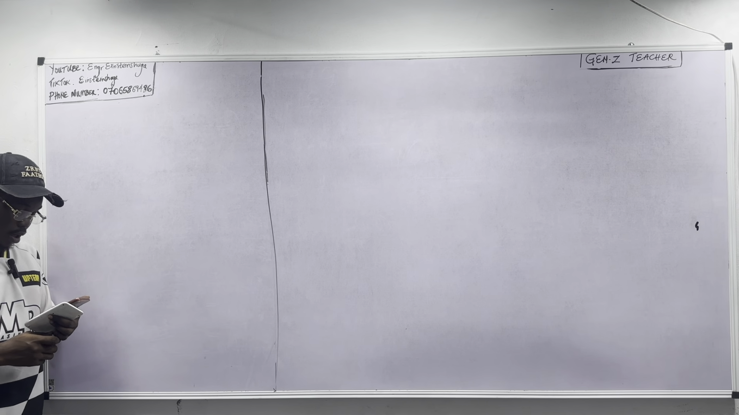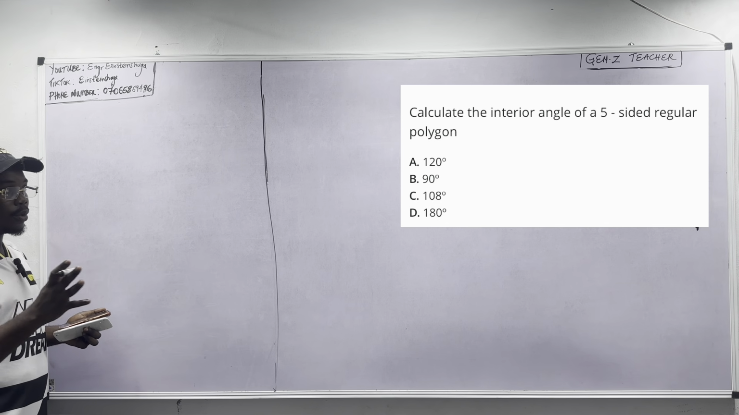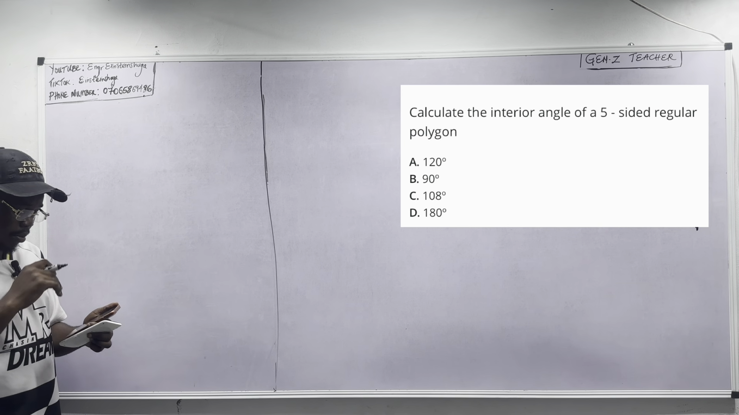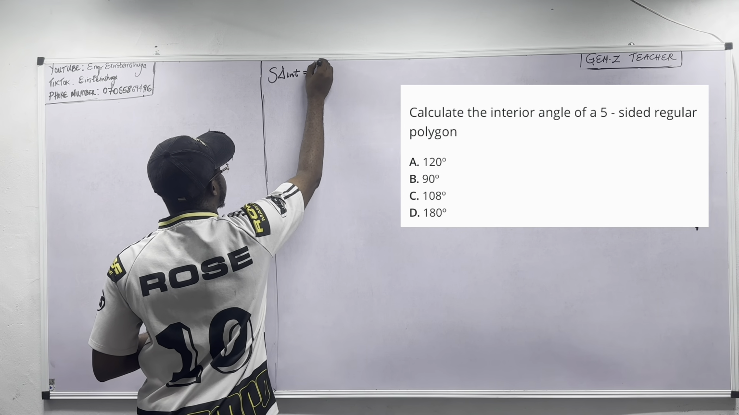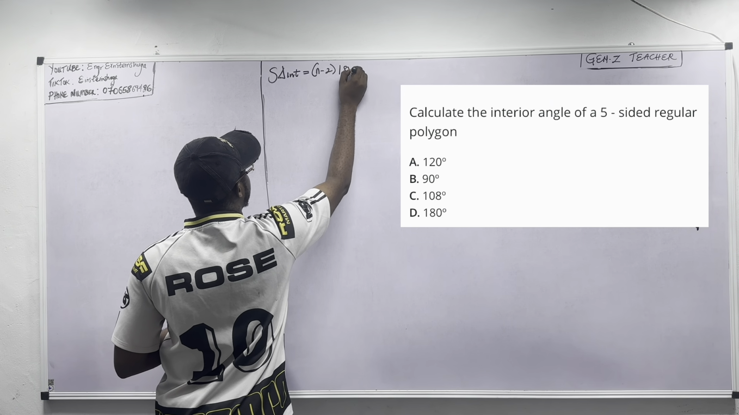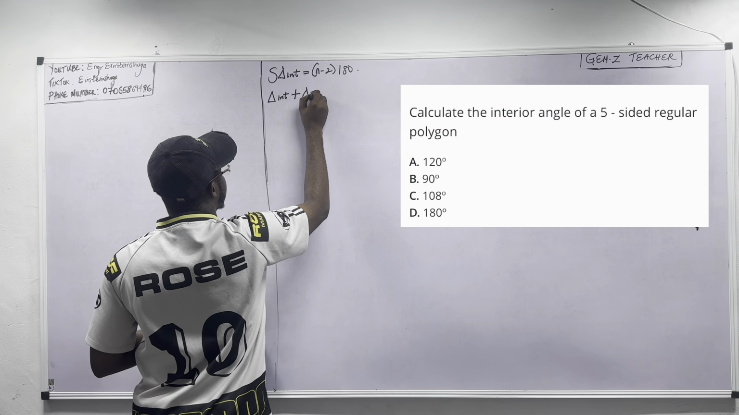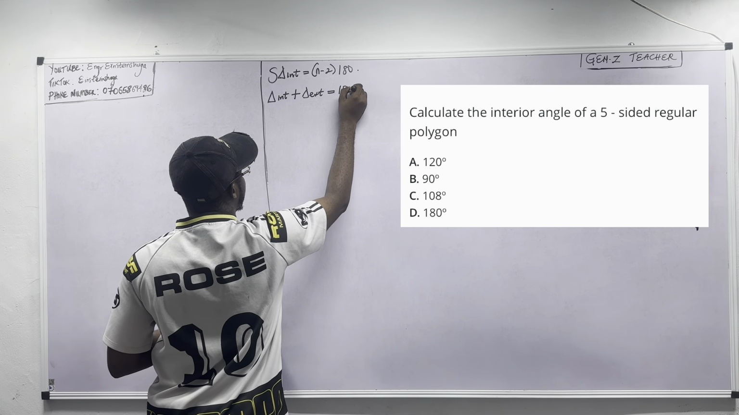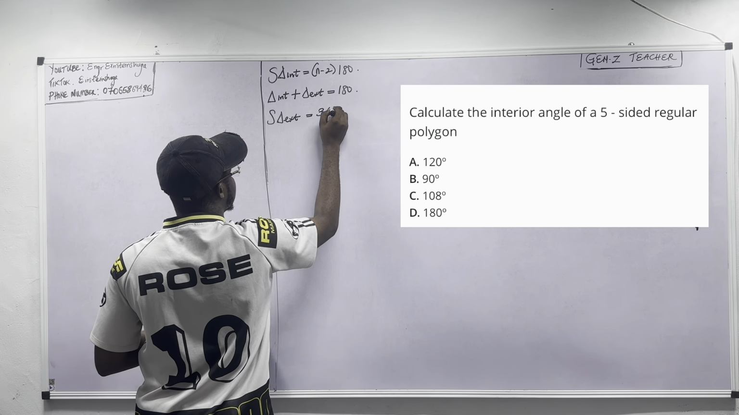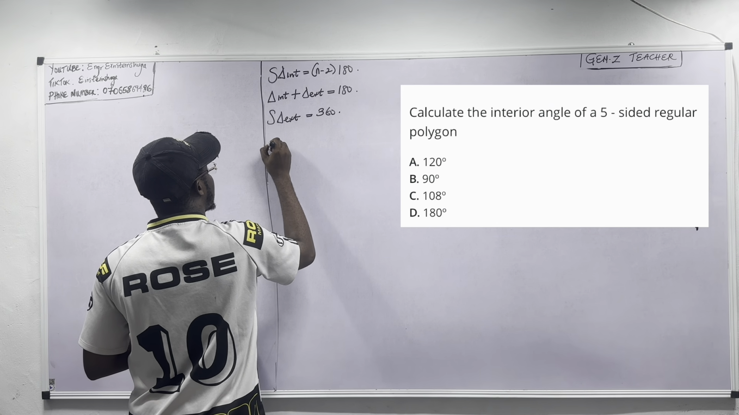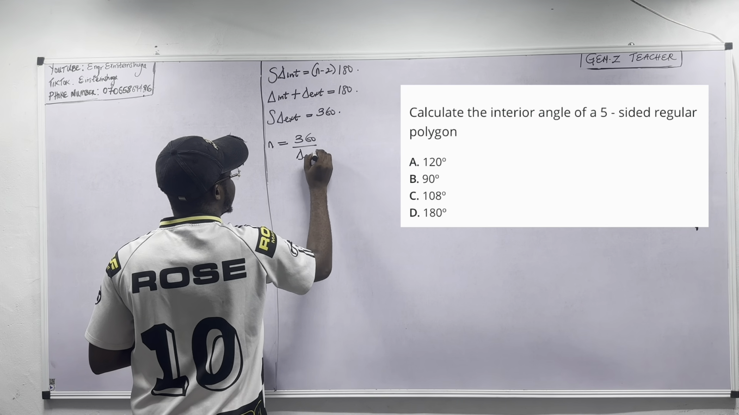Number 22. Calculate the interior angle of a 5-sided regular polygon. Quickly, I'm going to give you formulas so you can remember. For a polygon, the sum of interior angles is always (n minus 2) times 180. The interior angle plus the exterior angle must always be equal to 180, and the sum of exterior angles must be 360. For a regular polygon, the number of sides equals 360 divided by 1 exterior angle.